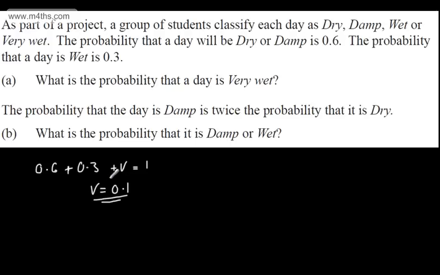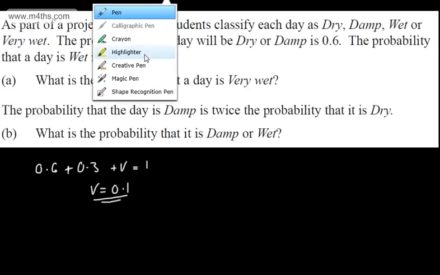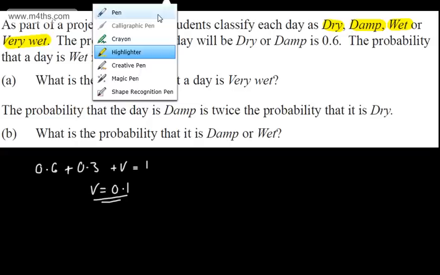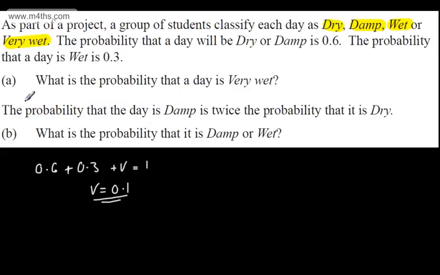All we're doing is finding now what sums to give 1. These are the only possible outcomes. So if we were listing the outcomes, it would be dry, it would be damp, wet, and then very wet. Okay, no other possibilities from there. So let's go ahead now and work on the questions. We're asked now, it says the probability that a day is damp is twice the probability that it is dry. We're asked in part B, what's the probability that it is damp or wet?